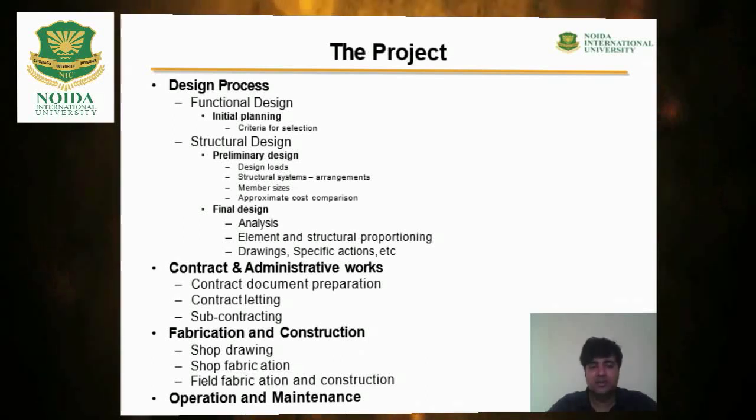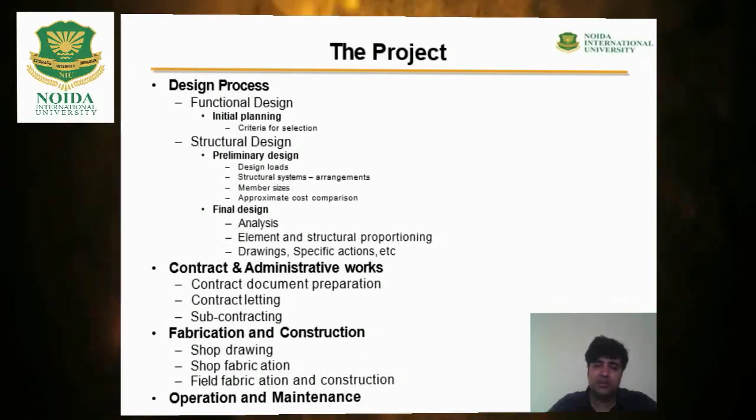The design process has two components. The first is the functional design, which has the initial planning, in which we set the criteria we have and the selection of the sites and everything. The second one is the structural design. Then we have to do the structural design.